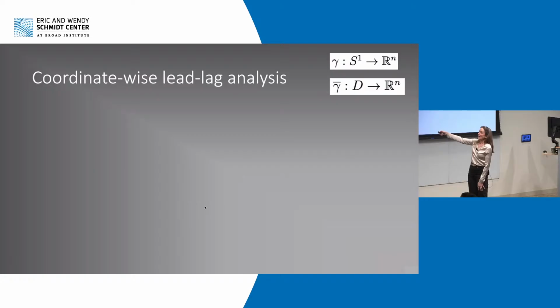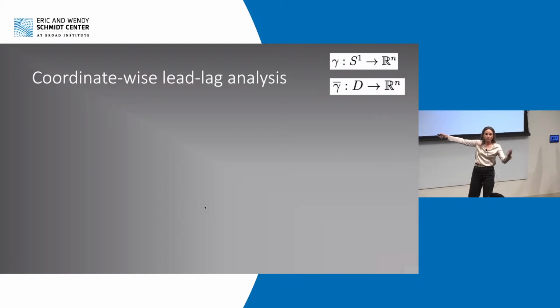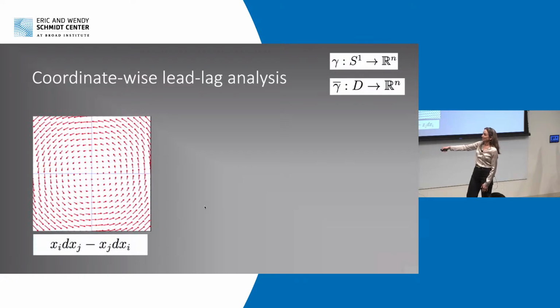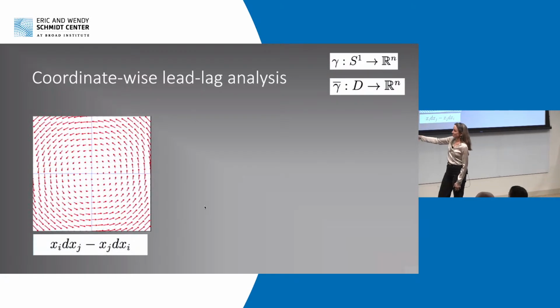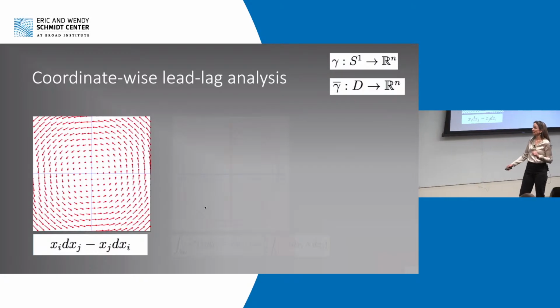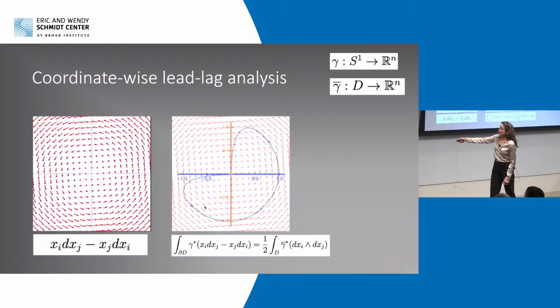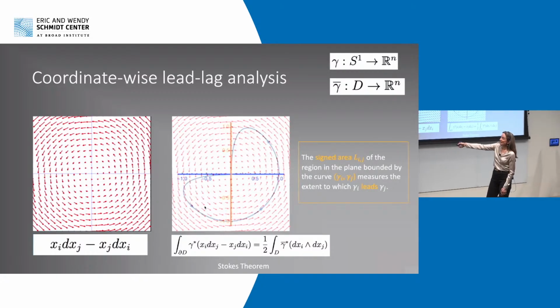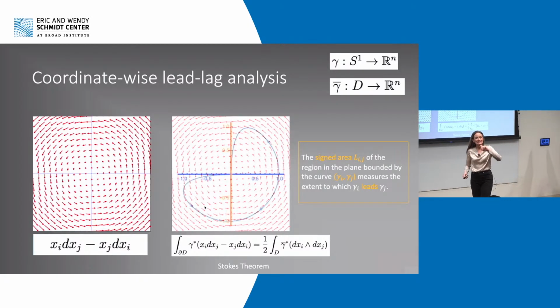So here's our situation. We have some map from a circle into Rn, n equals 2 in this case, extended over the disk. So now we're going to look at this sort of angular momentum vector field in the plane determined by xi and xj. And we think about our curve as being embedded with respect to this vector field. And if you think of the integral around the boundary of the disk, which according to Stokes' theorem you can also express in terms of the integral over the whole disk, then it turns out that the signed area of the region in the plane that is bounded by this curve actually measures the extent to which gamma i is leading gamma j.